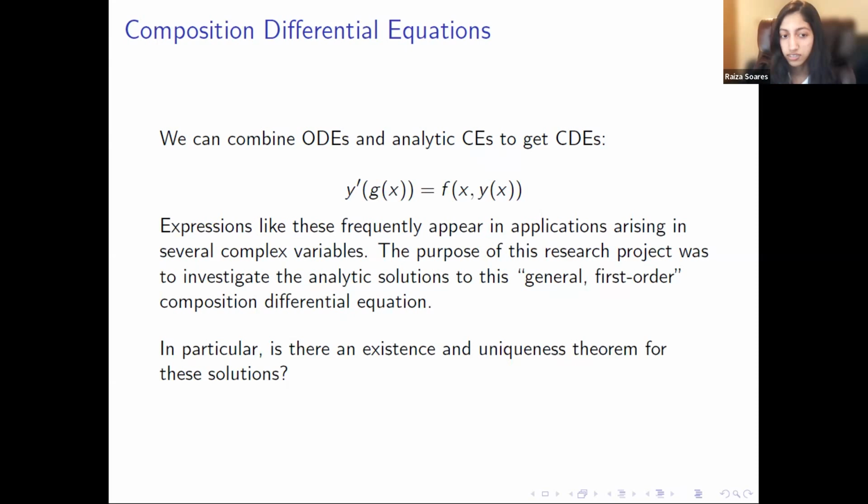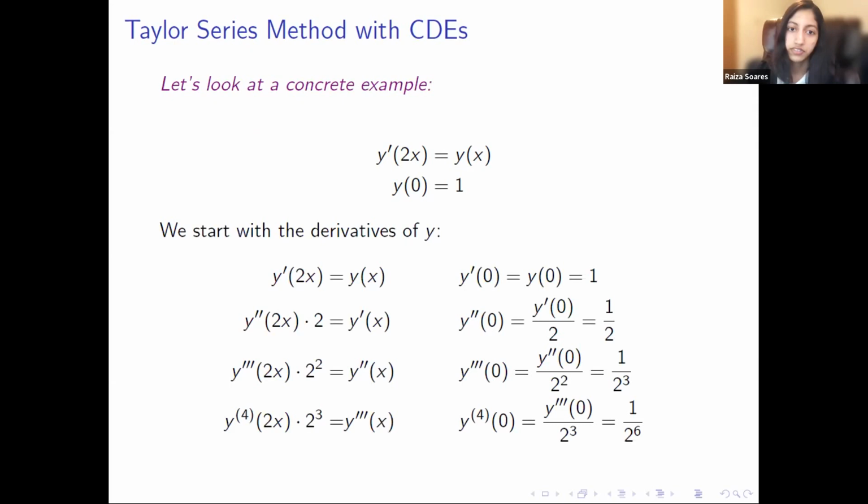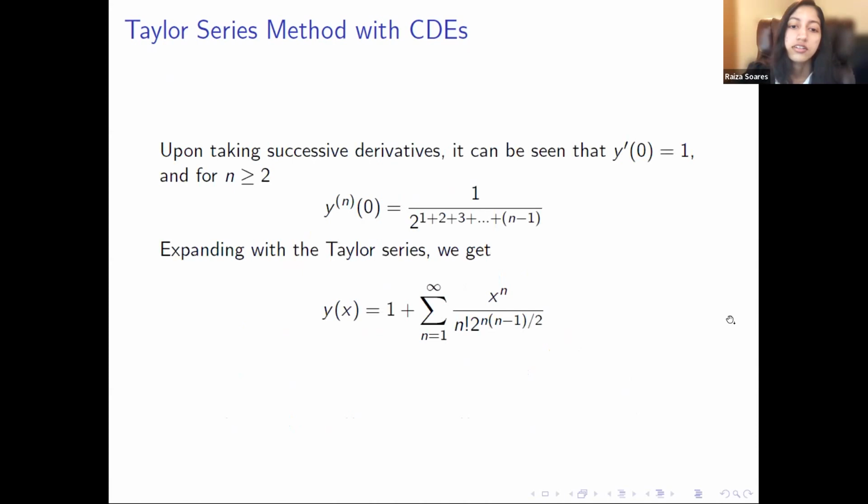If we look at a concrete example, we have y prime of 2x equals y of x. We'll start with derivatives again. The first equation here we get directly from our problem statement, and plugging in 0, we see that the first derivative at 0 is 1. For the other derivatives at zero, they can be represented as 1 over 2 raised to the triangle numbers. We'll represent the derivatives at zero as 1 over 2 raised to the sum of the first n minus 1 integers, which is just the sum of the triangle numbers.